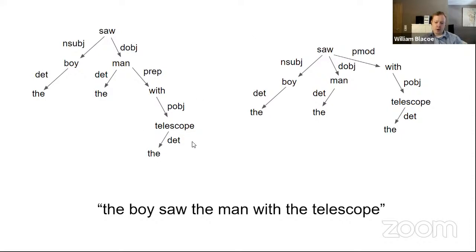So here is "with the telescope." I hope you don't get confused between the words on the rows and the words between the rows. So, here "with the telescope" is a prepositional phrase modifying the man, and here "with the telescope" is a prepositional phrase modifying the seeing, how the boy sees the man.